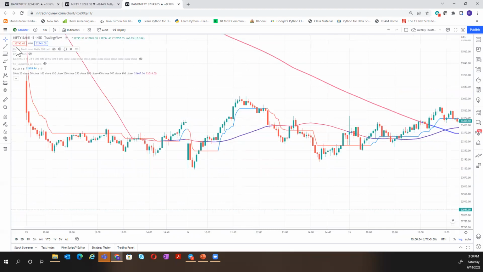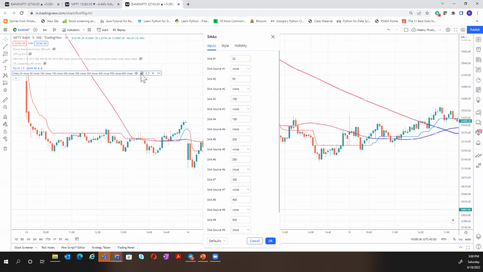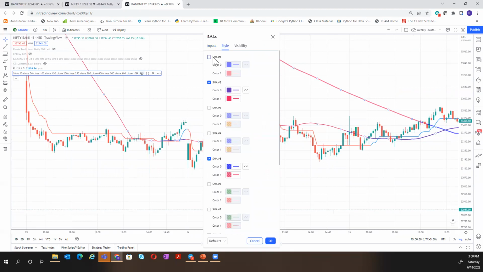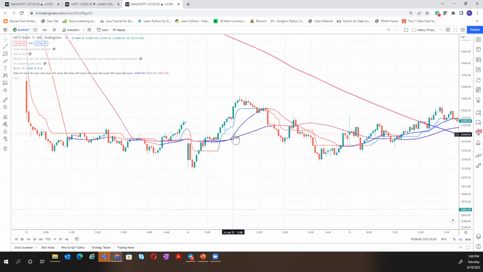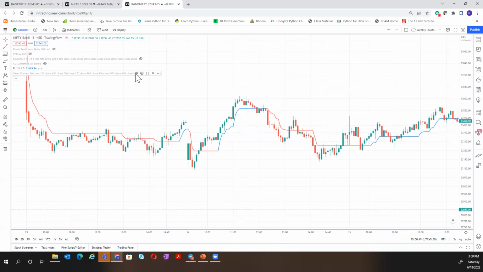Now, what is the difference? Why have I removed 20 MA? Because I was trying to improvise the technique which I showed you. This is the 20 MA. Now, if you add 20 MA, says 20 MA is this blue line, right? This is the blue line. Or if I go here and increase, this is the 20 MA.